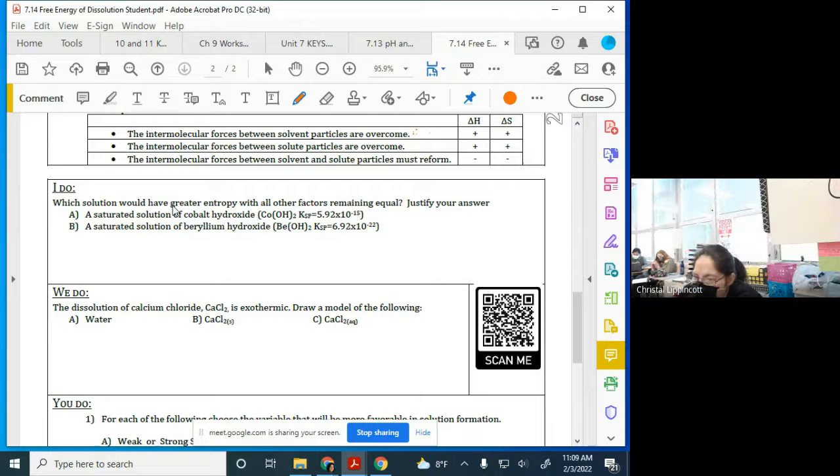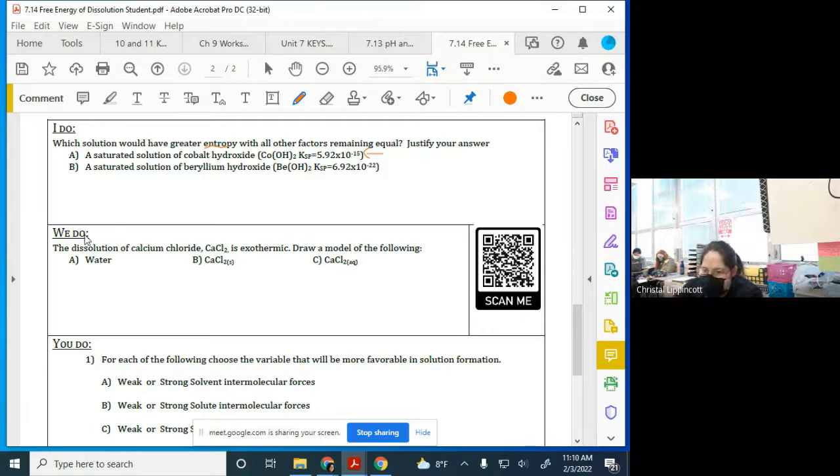So, which solution here would have a greater entropy or disorder with all other factors remaining equal? A saturated solution of cobalt hydroxide or beryllium hydroxide? Which one of these is going to come apart more? A. Why? It has a higher K value, right? So this has a higher K value, so it's going to come apart. You're going to have more solute particles here.